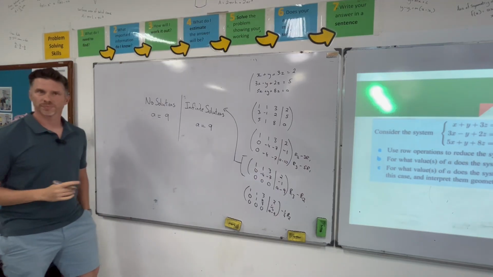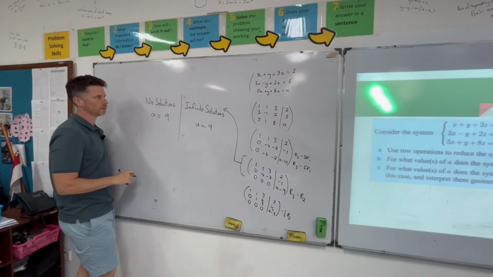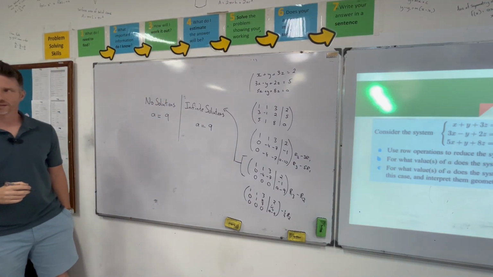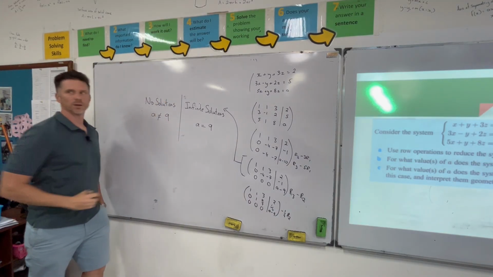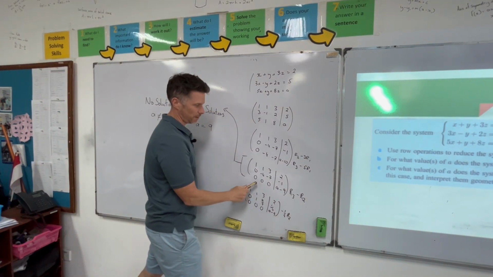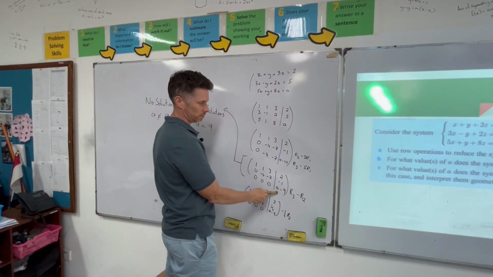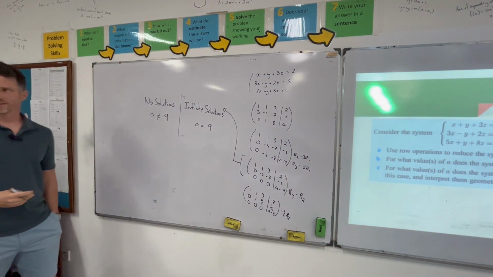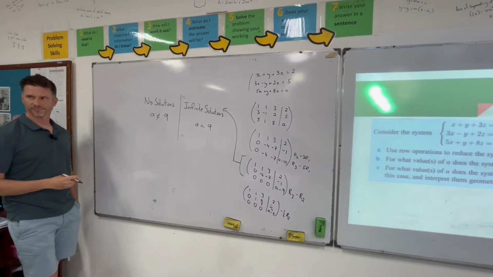Wait, why are both of them no solutions? One of these is wrong. One of them should have a line through it. No solutions? Why? Because if we have 0, 0, 0 and anything, then 8 has to equal 9 for that one.